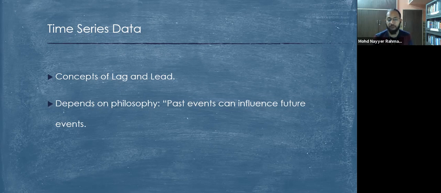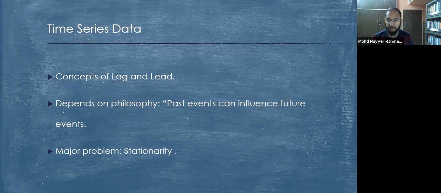So the important issue is that if we do not believe in this philosophy that past events can influence the future, then we cannot go for forecasting. In order to go for forecasting, we have to believe in this statement. So this is the philosophy of this. If any philosopher in the future or in the past comes up with an argument challenging this particular statement, then the whole concept of forecasting will shatter.